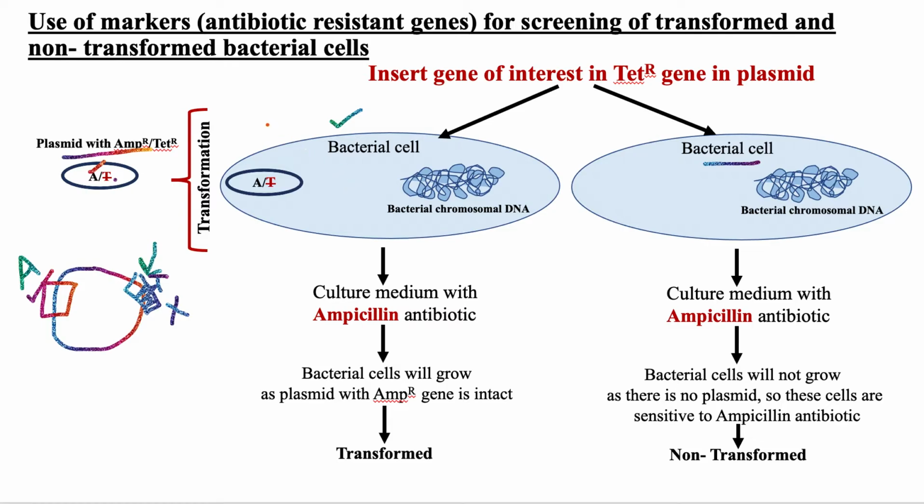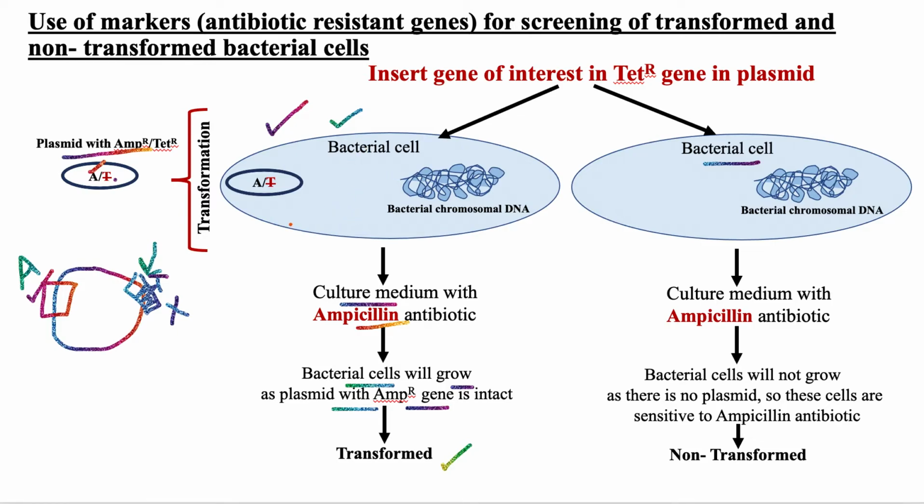So what will happen if you take these bacterial cells in which the ampicillin resistant gene is working, however the tetracycline resistant gene is not working, since we have made the tetracycline resistant gene inactive by inserting our gene of interest? Now what will happen if we use a culture medium or a growth medium and add ampicillin antibiotic? These bacterial cells will grow, as the plasmid with the ampicillin resistant gene is intact, so these will be transformed bacterial cells. We didn't make the ampicillin resistant gene inactive. We cloned our gene of interest in the tetracycline resistant gene.